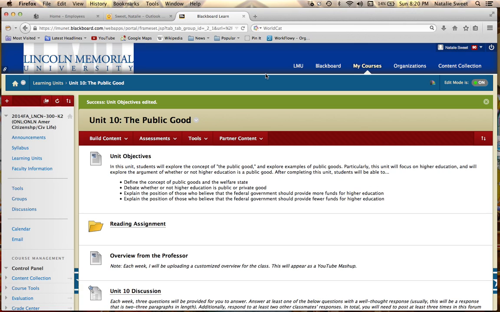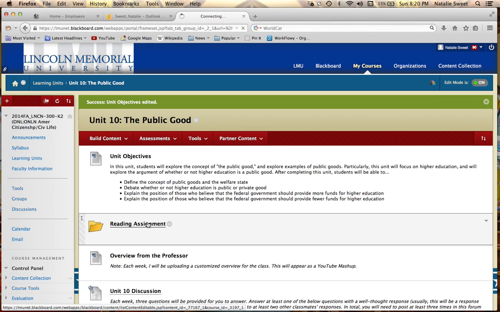So, what are our unit objectives for this week? In this unit, students will explore the concept of public good and explore examples of public goods. Particularly, this unit will focus on higher education and will explore the argument of whether or not higher education is actually a public good. After completing this unit, students will be able to define the concept of public goods in the welfare state, debate whether or not higher education is a public or private good, explain the position of those who believe that the federal government should provide more funds for higher education, and explain the position of those who believe that the federal government should provide fewer funds for higher education.